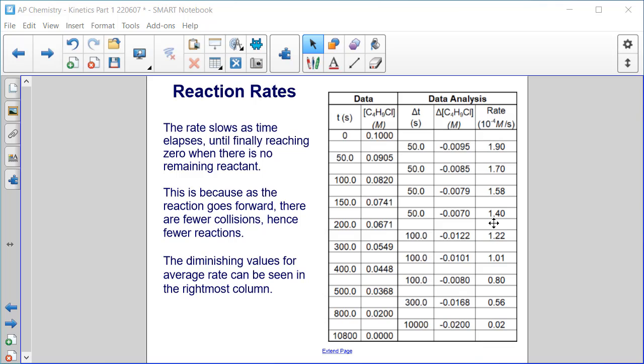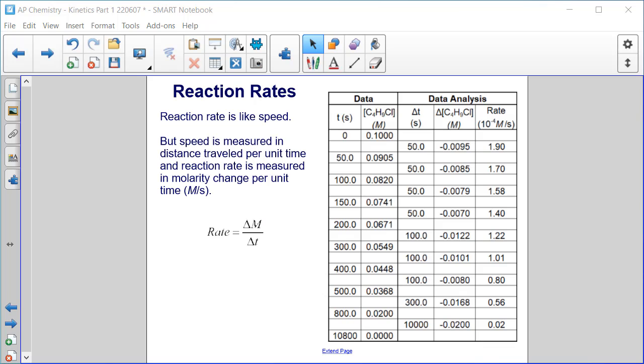You can see these diminishing values for average rate in this rightmost column, just decreasing with respect to time. This is because as the reaction goes forward, there are fewer collisions because the concentration of the reactant is decreasing, and therefore fewer reactions.